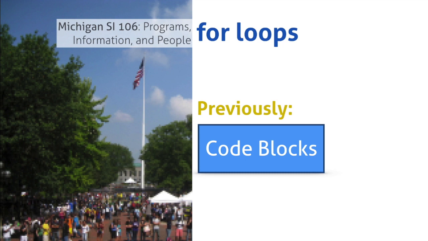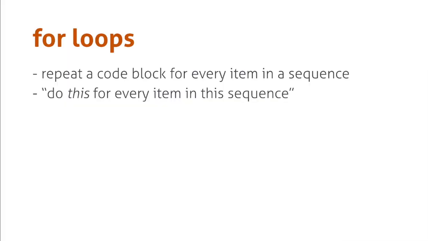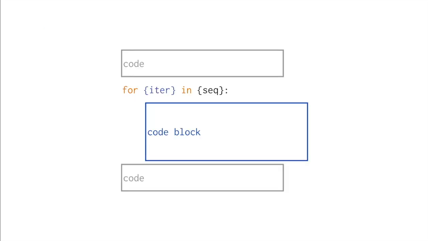For loops are an important concept in Python. For loops allow us to repeat execution of a code block for every item in a sequence. We can think of them as saying, do this for every item in this sequence.